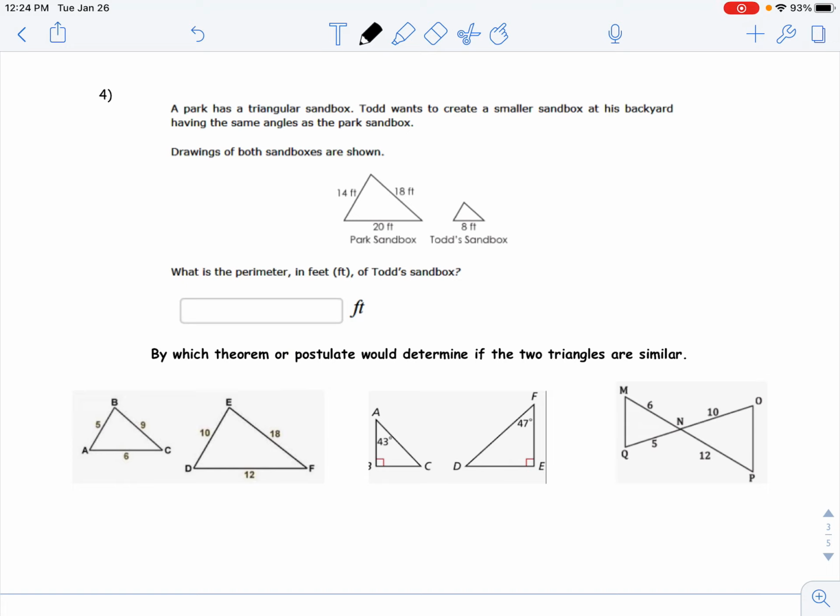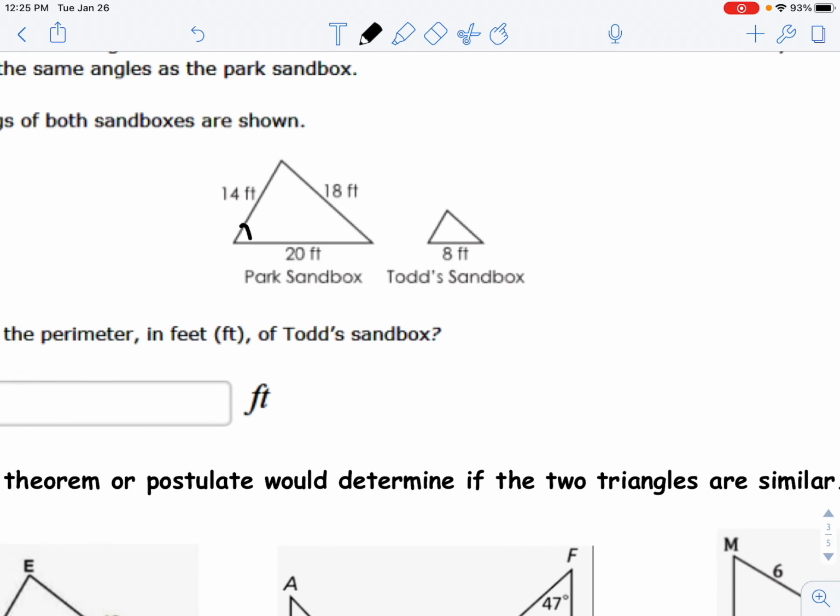A park has a triangular sandbox. Todd wants to create a smaller sandbox at his backyard, having the same angles as the park sandbox. Drawings of the sandboxes are shown. What is the perimeter in feet of Todd's sandbox? All right, so since he said angles are congruent, by AA, we know that these triangles are similar. The angle similarity postulate.